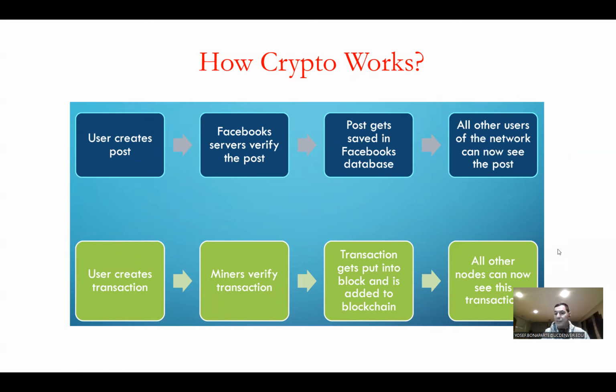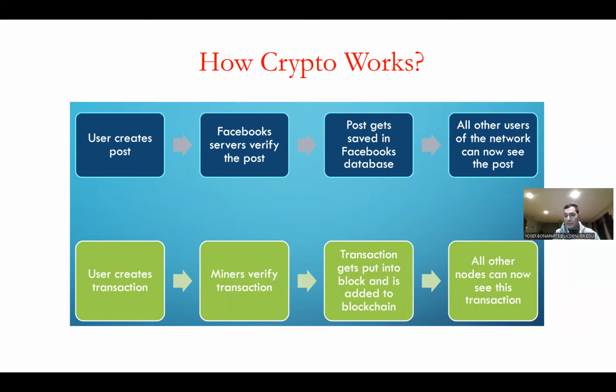In crypto, we have similar stages, but a different process. What's the difference? When you are on Facebook, that means it's centralized. This is Web2 technology. That means I am on Instagram, you are on Instagram, we both meet on Instagram. So Instagram is centralized. In crypto, it's different.